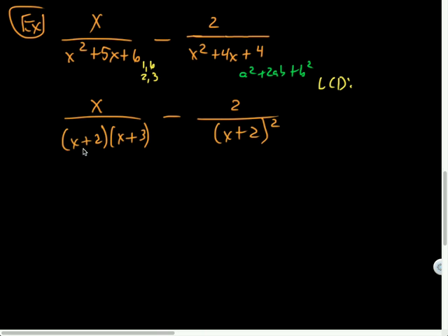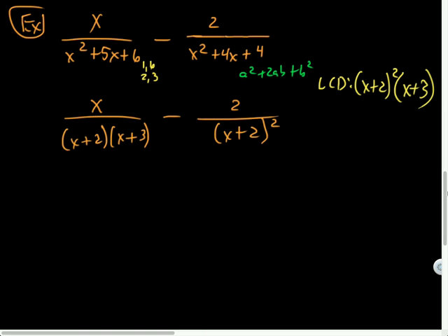Now, how many x plus 2's do I need? I need 2 of them. I don't need 3 of them. I don't need x plus 2 times x plus 2 times x plus 2. I just need however many are represented at most in a single denominator. So my LCD is x plus 2 all squared. How many x plus 3's do I need? Just 1, because there was one of them represented here. Even though it wasn't represented over there, I still need it. So this is my LCD.